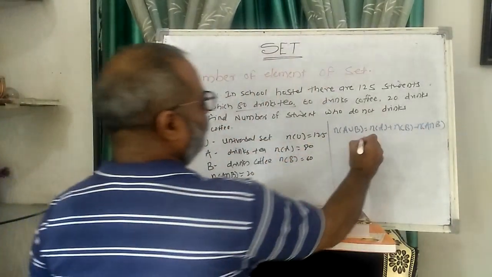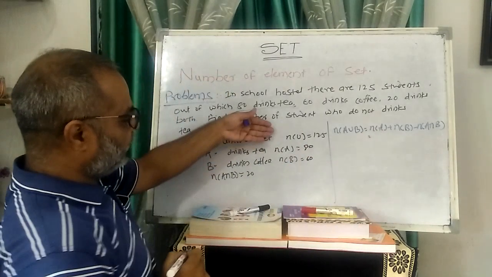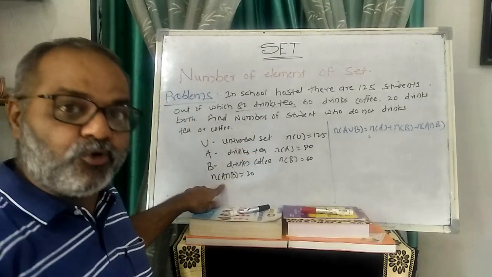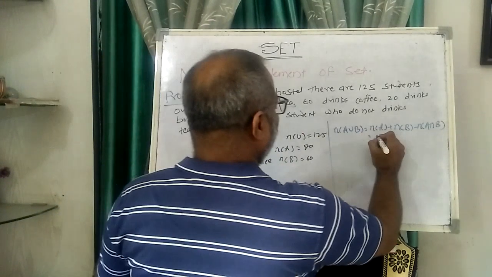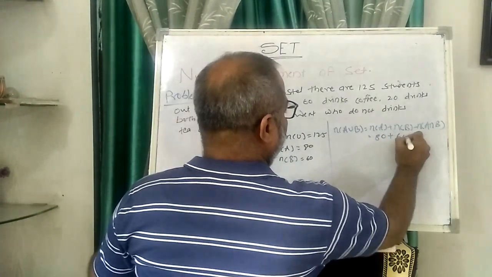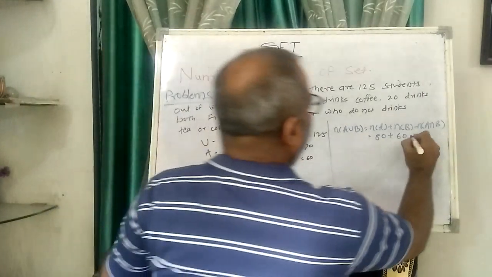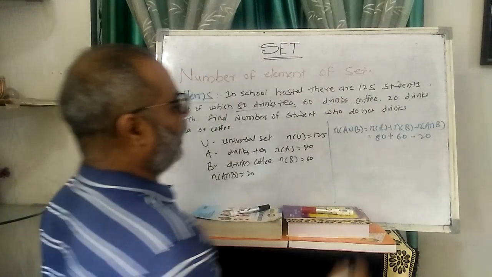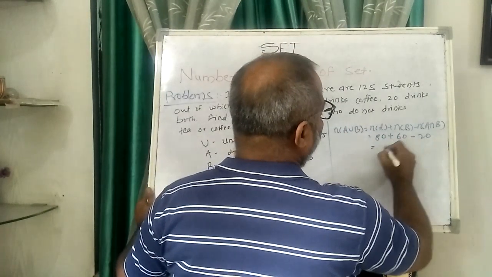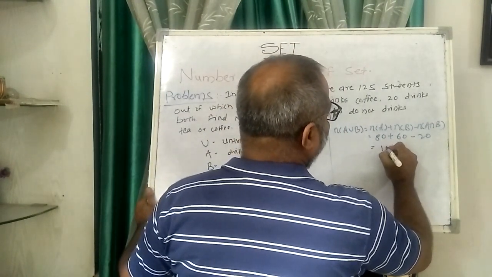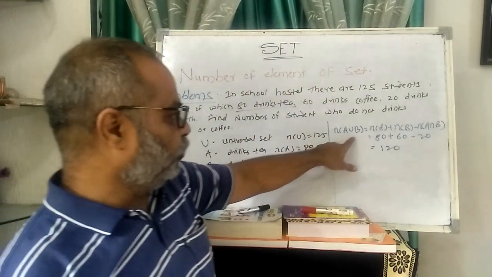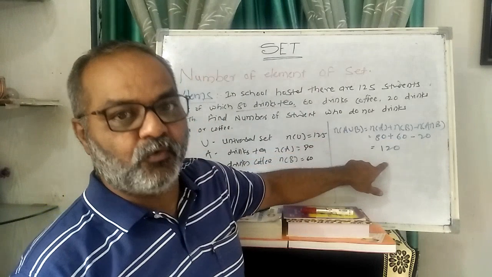So we find n(A union B), because n(A) is given, n(B) is given, n(A intersection B) is given. So n(A) is 80, n(B) is 60, minus the intersection, 20. So 80 plus 60 is 140, 140 minus 20, that is 120 students. The union, n(A union B), is 120.